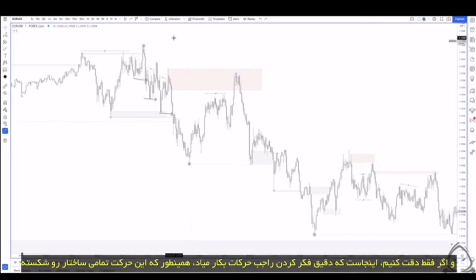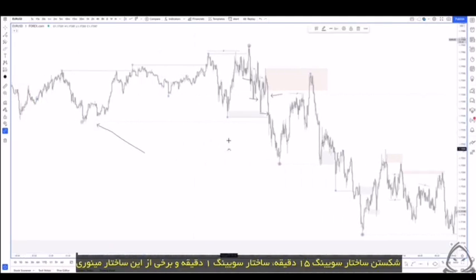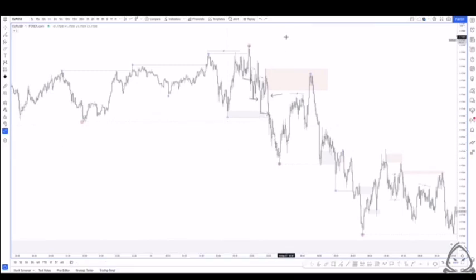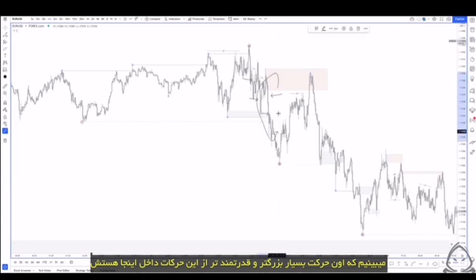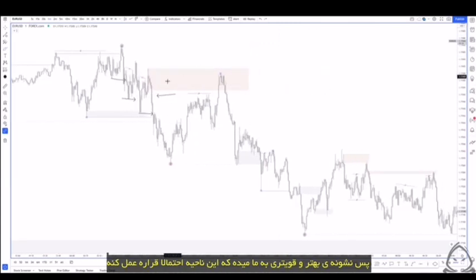And if we're just factoring in, this is where it comes to thinking critically about the moves, as well as this move that has broken all of this structure, taking out the 15-minute swing structure, the 1 minute swing structure, and some of this minor structure. We can see that that move is a lot bigger and more powerful than all of this mess in here. So it gives us a little bit better or stronger indication that this is probably going to be a respected zone.